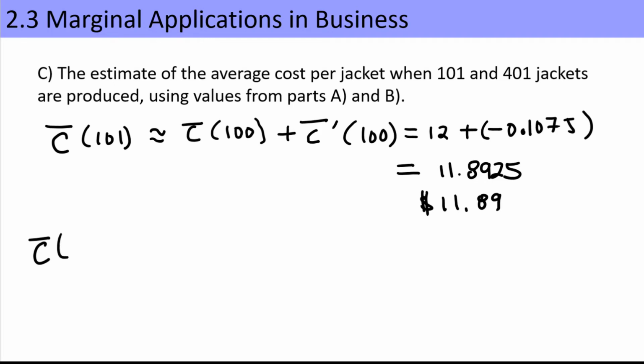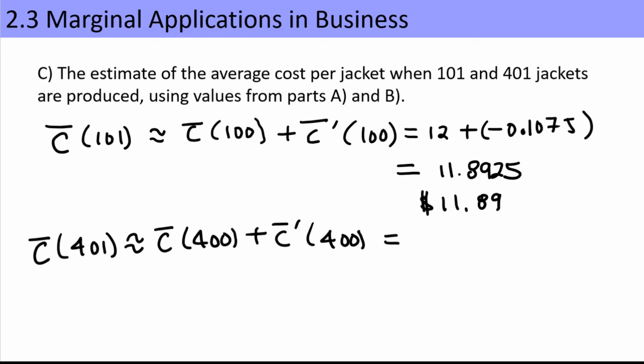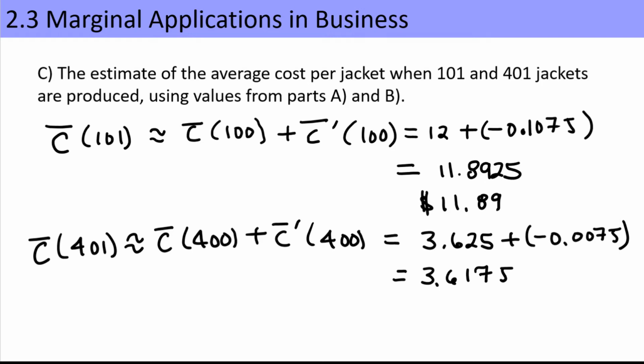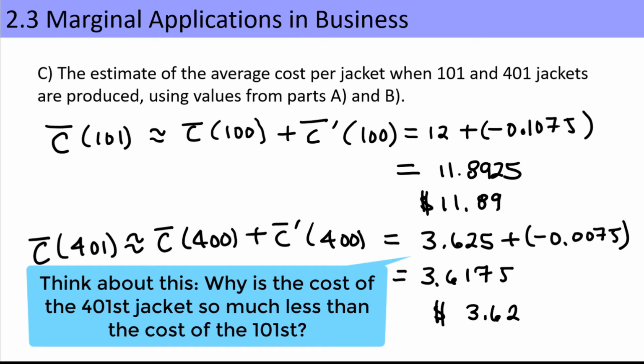And now let's do the same thing for 401. That's the average cost of making the 401st jacket, which is approximately the average cost of making 400 plus the average cost's rate of change at 400 jackets. So that would be 3.625 plus negative 0.0075. We get 3.6175, and let's round that to $3.62.